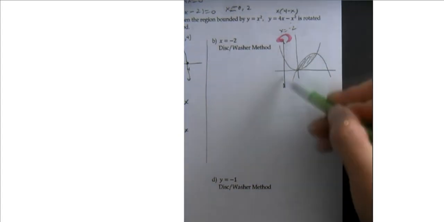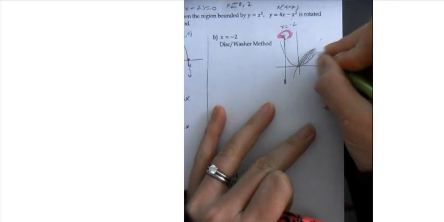Which one is this? Look at the line of rotation and look at the shaded region. Because you have this void here, you know what, I'm going to fix this because it's supposed to come up like that.